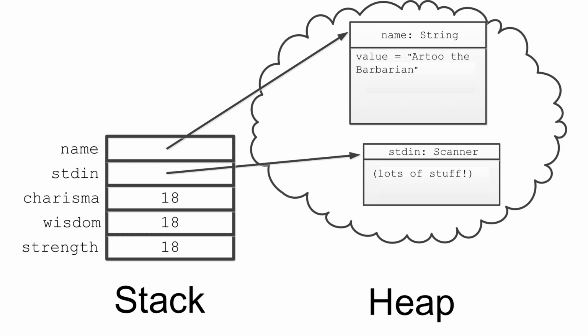So what does this have to do with using the test for equality, equals equals? The test for equality tests 2 values on the stack. And usually it's the values we want to compare, right?